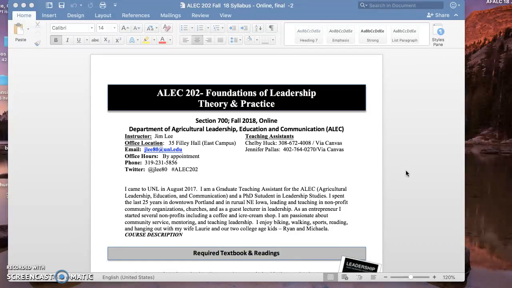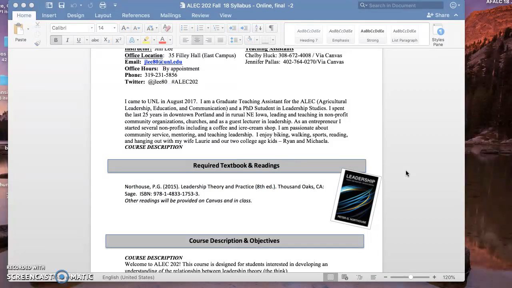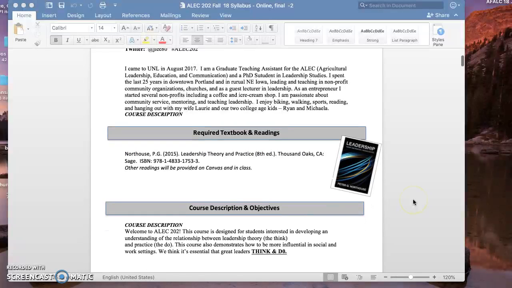for ALEC 202. As you open it up on Canvas, you will notice our textbook, which is Leadership Theory and Practice by Peter Northouse, 8th edition. We'll be reading this book each week, as well as additional readings on Canvas.